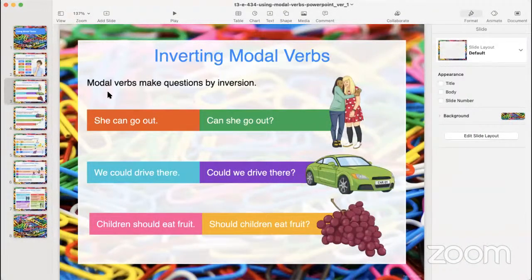She can go out. She's going out, so they're using the word can. Go is an action. And where is she going out? She's going outside, to the park or to the shops?